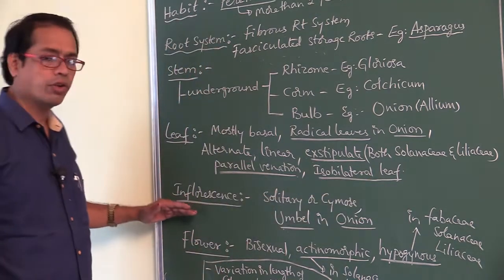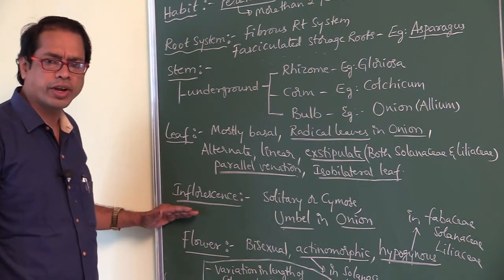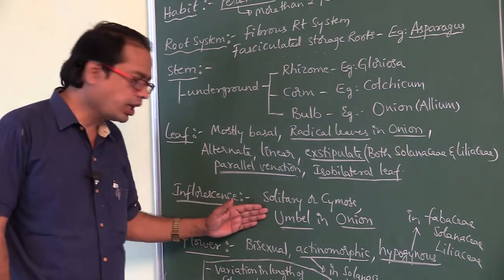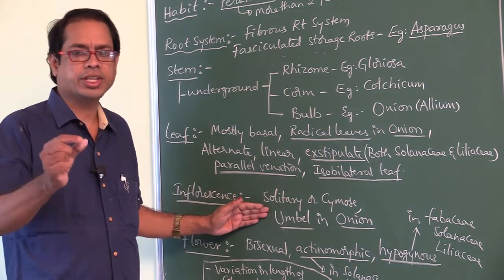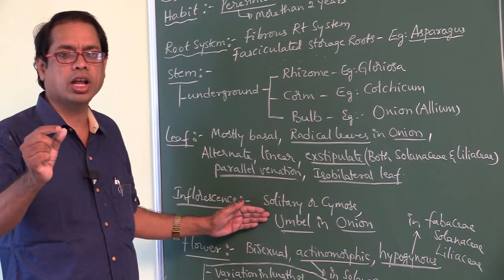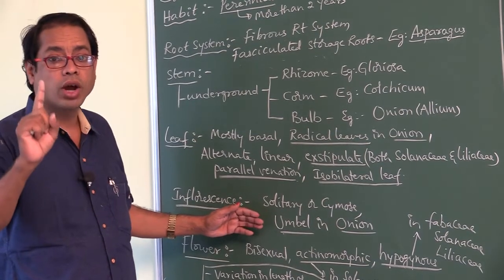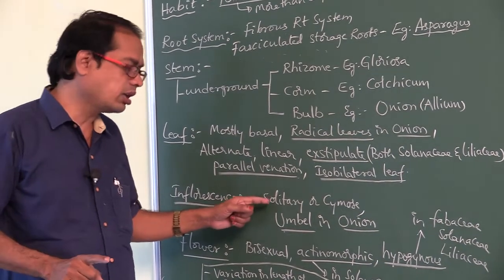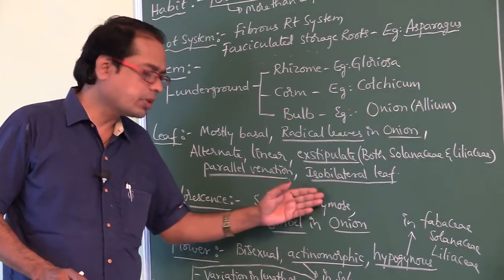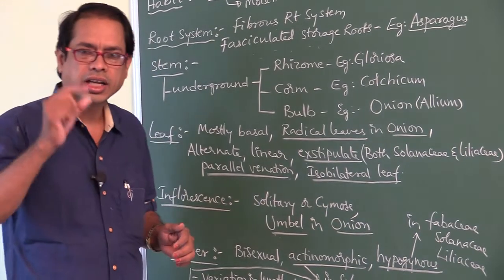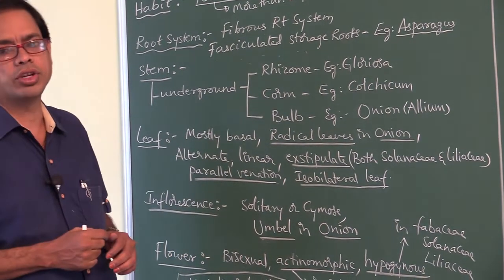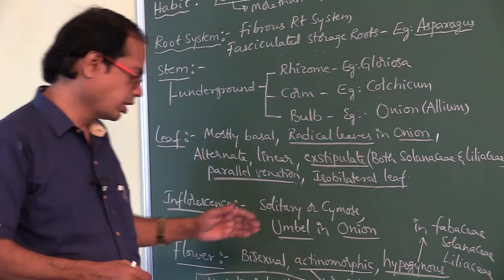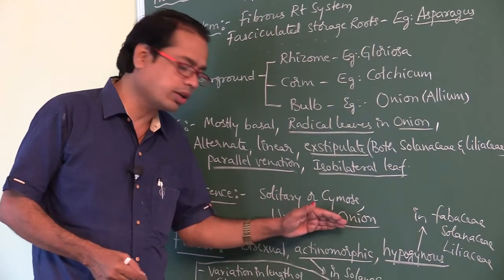Next, inflorescence. What type of inflorescence do you find in Liliaceae? Solitary or cymose. What does solitary mean? A single flowered, one flowered inflorescence is called solitary, or it may be cymose. Cymose is also called definite type or limited growth inflorescence.